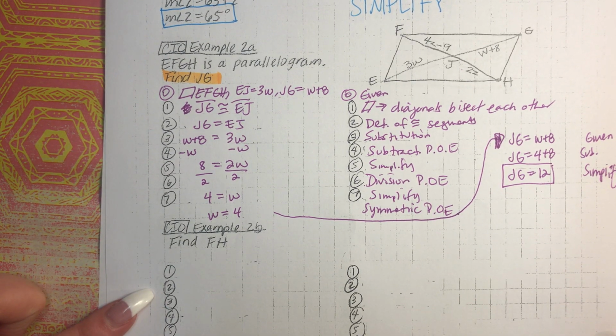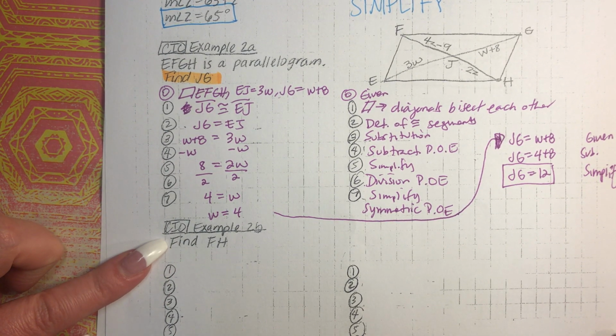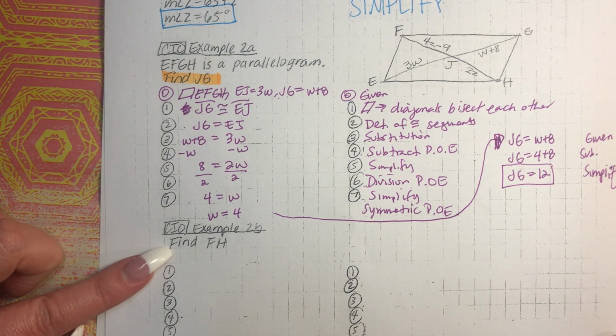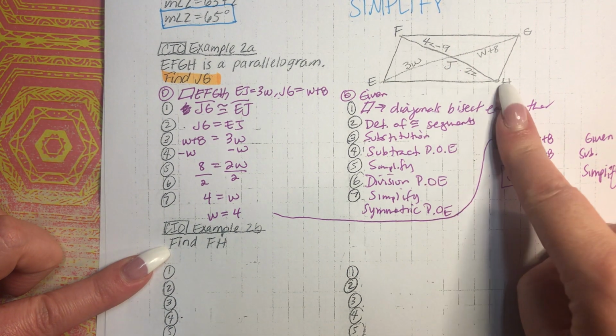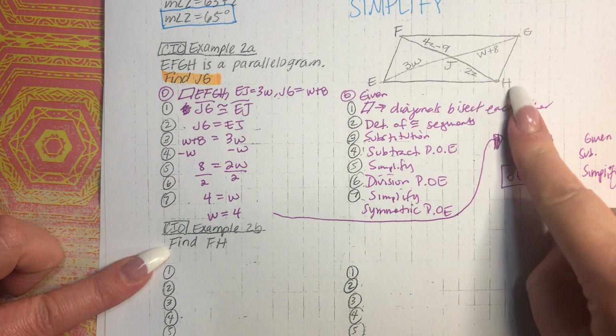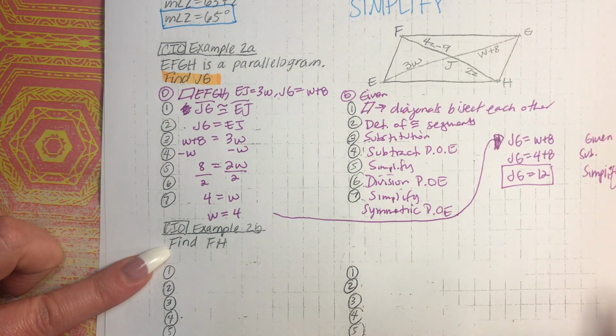2B or not 2B? Okay, so we're going to 2B it. It says find FH. So we're finding the whole thing, FH here. Very interesting. So we have this and we have this.